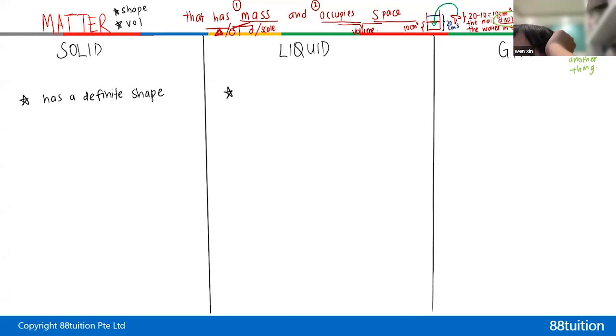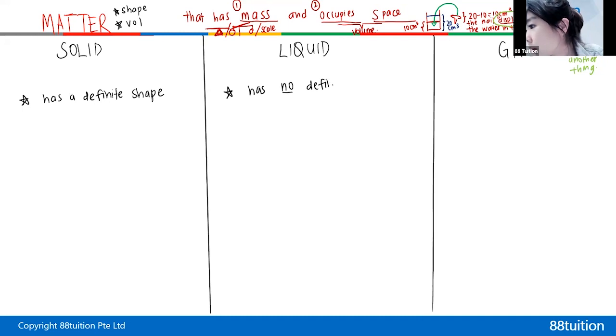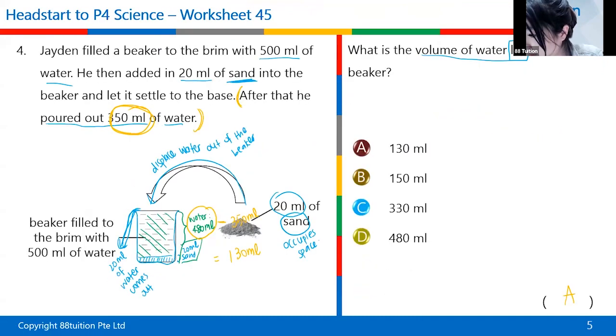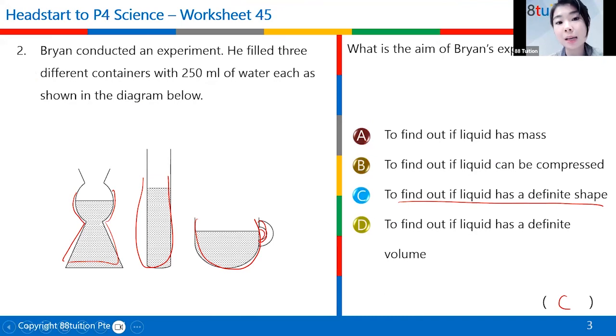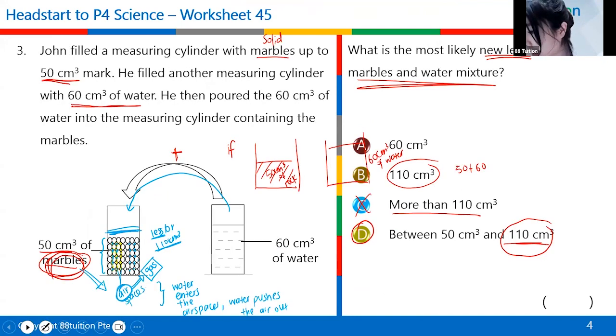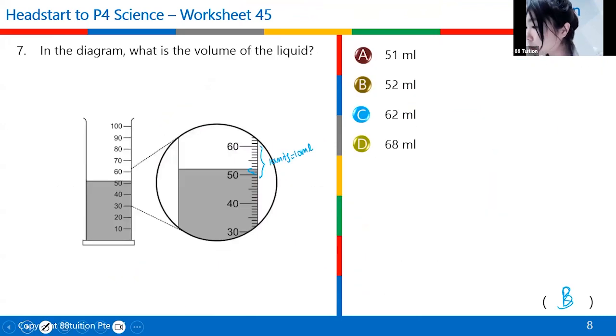Please remember liquid has no definite shape. We did a question last week. I will just quickly show you this one. This shows that liquid has no definite shape because it can take the shape of whatever container it's in. Good. Okay, the next one, gas.